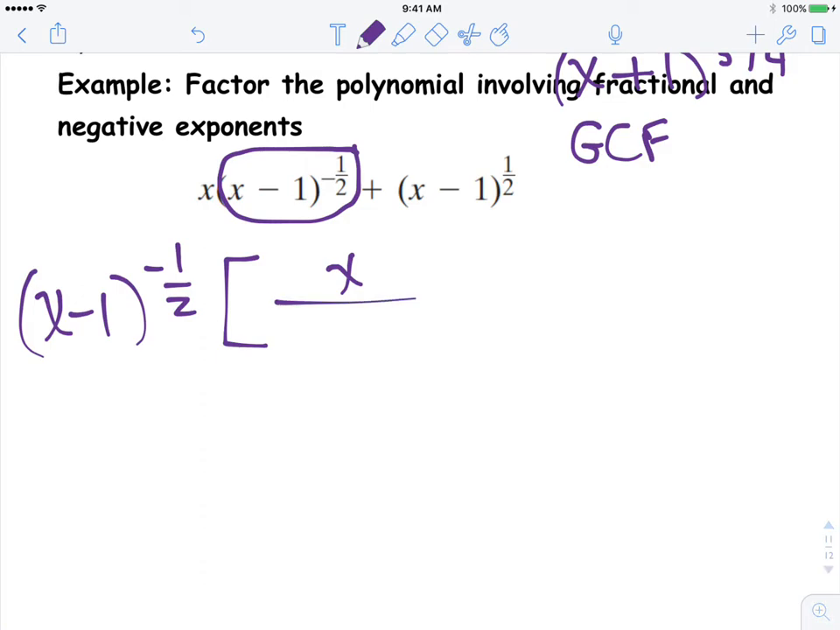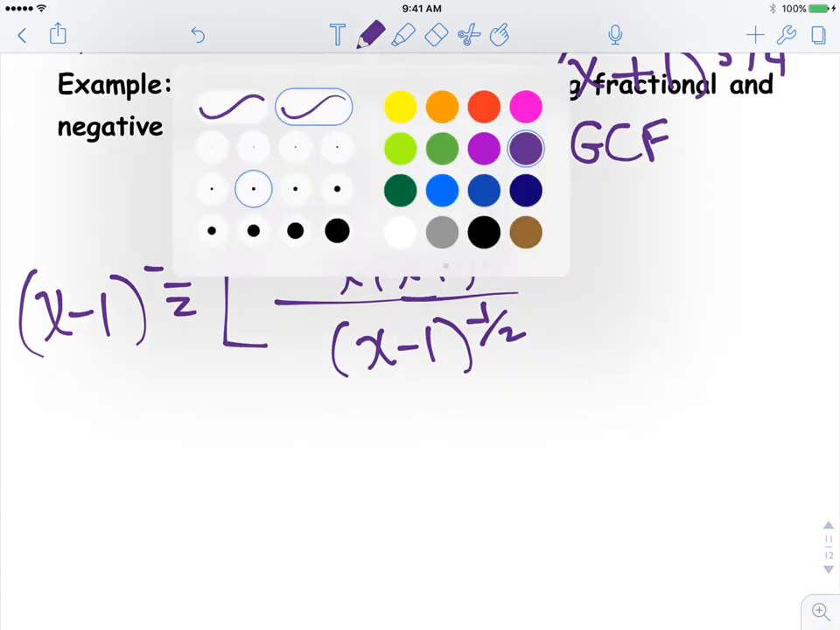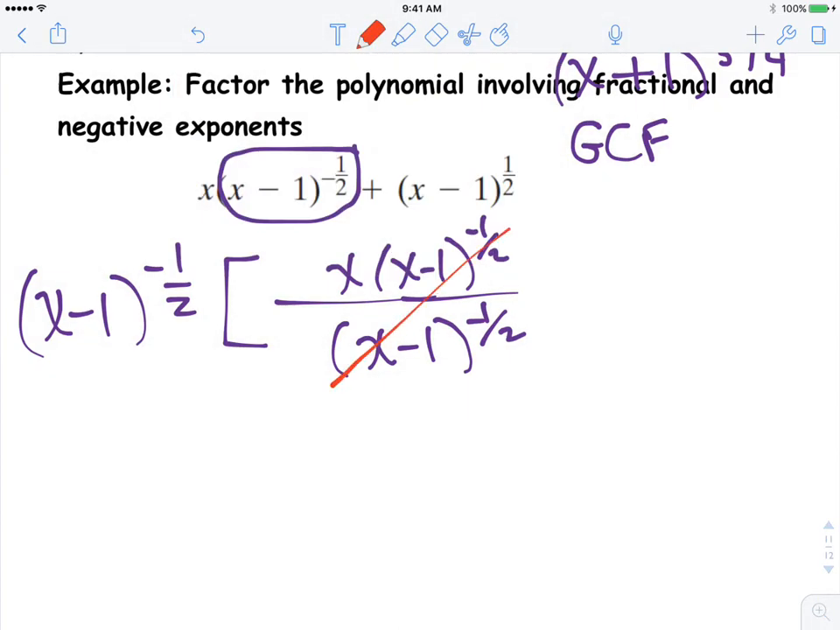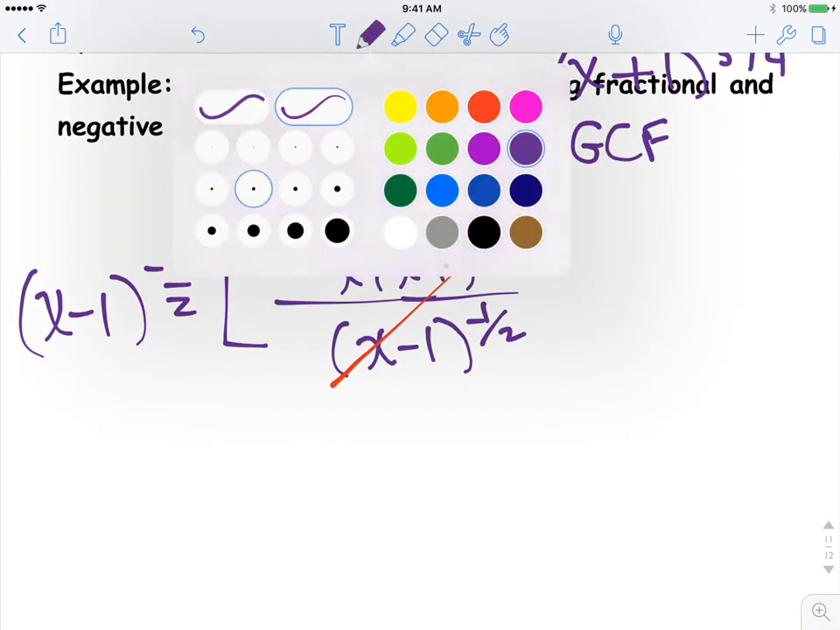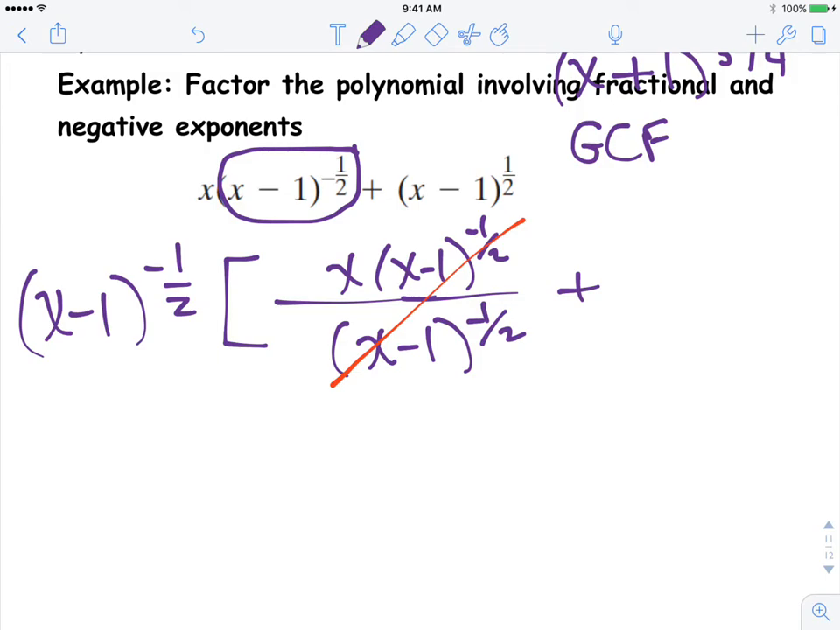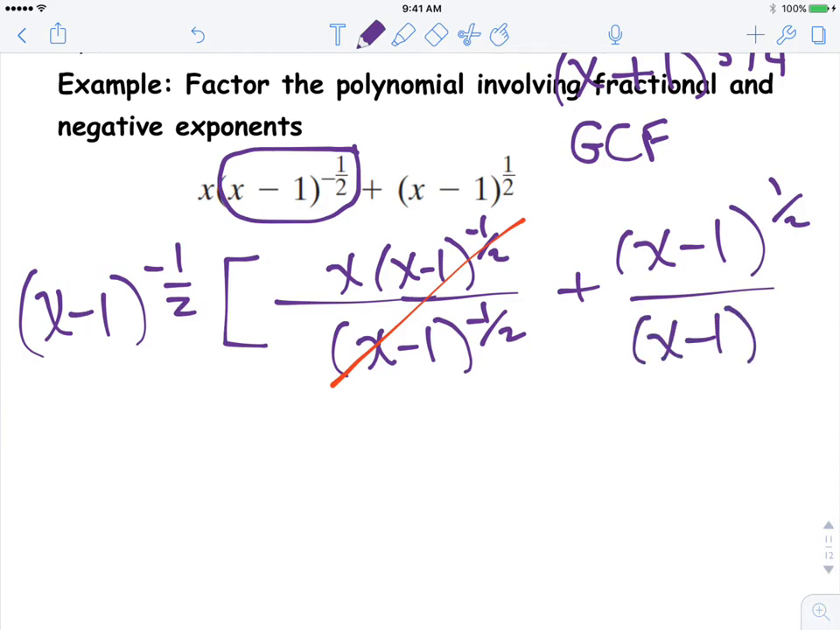So x divided by, x times 1. And then who are you dividing by? Your GCF. So this whole piece will always cancel out. All right, continue on. Plus the quantity x minus 1 raised to the 1/2 power divided by your GCF.